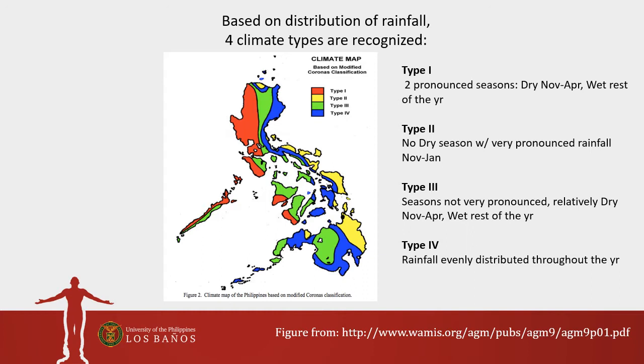Type 1 has 2 pronounced seasons, dry from November to April and wet the rest of the year. Type 2 has no dry season and a very pronounced rainfall from November to January. In type 3, the seasons are not very pronounced and it is relatively dry in November to April and wet the rest of the year. In type 4, rainfall is evenly distributed throughout the year. Knowing the climate type in the area of research is important so you can schedule when your wet and dry season samplings will be done.